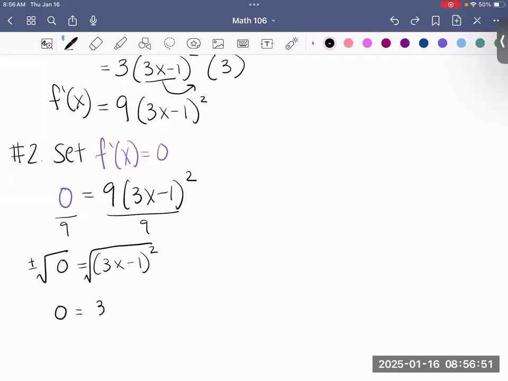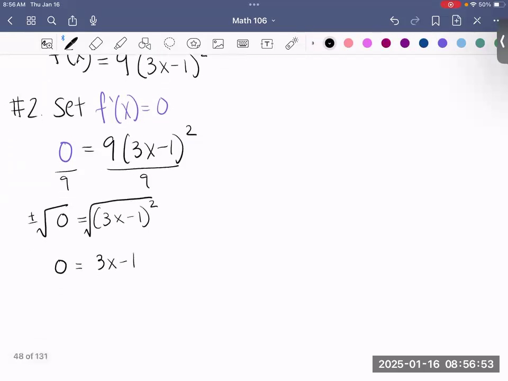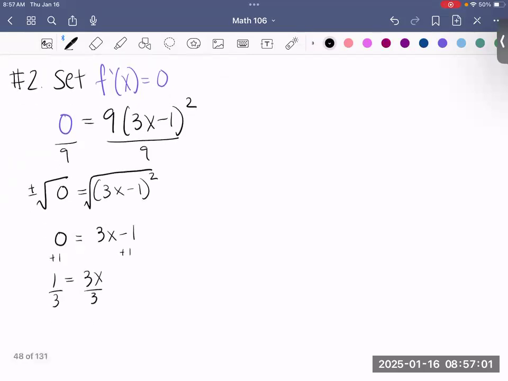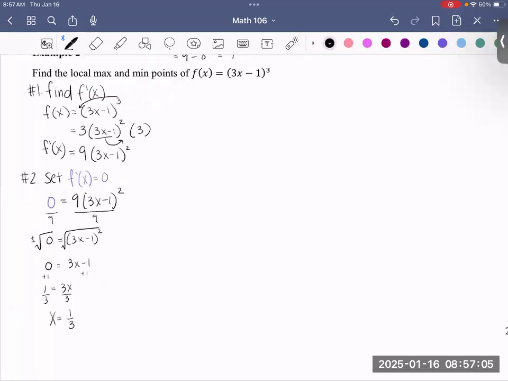So you have 3x minus 1. Go ahead and solve. We can add 1 to the other side and divide by 3. So you have x is equal to 1/3. So this is our critical value.